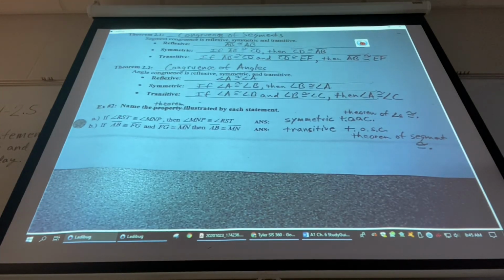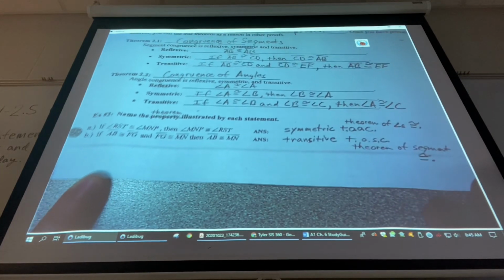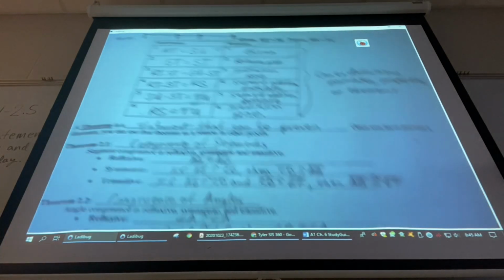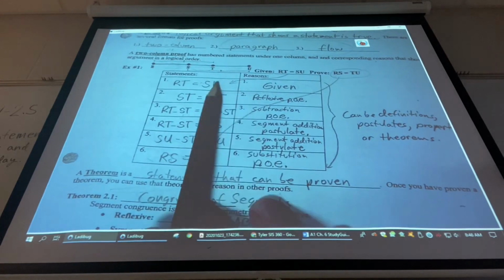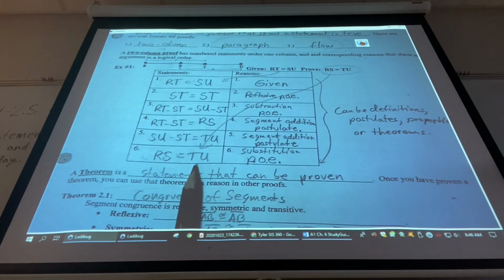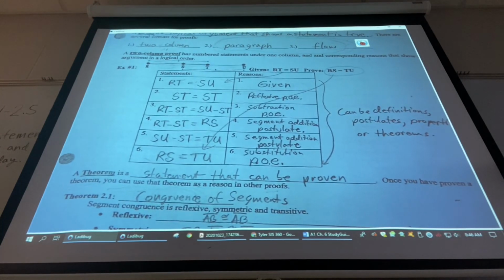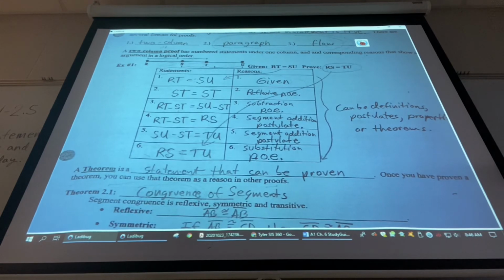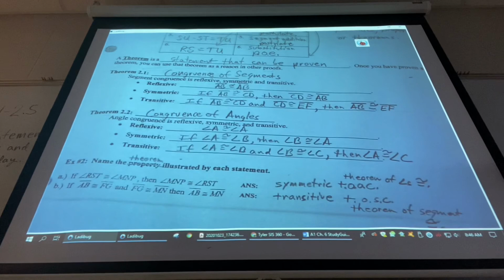But there you go. So does everybody feel like they got an understanding of how proofs are set up? Yes. Okay, does everybody understand you got to start with the given, you got to end with what you're trying to prove? Yes. That's huge. Is everybody also comfortable with the fact that once you prove something, you can use it in other proofs? Yes. And that's where theorems come about.